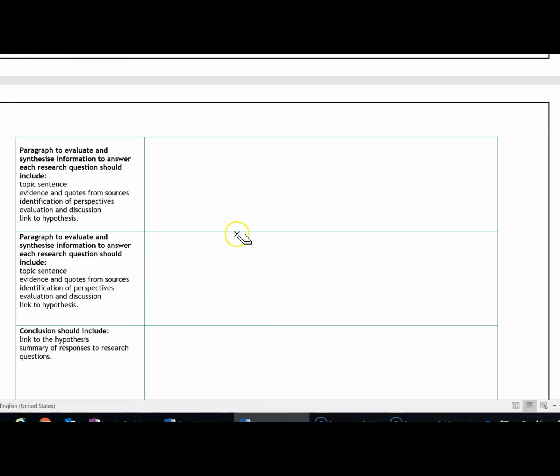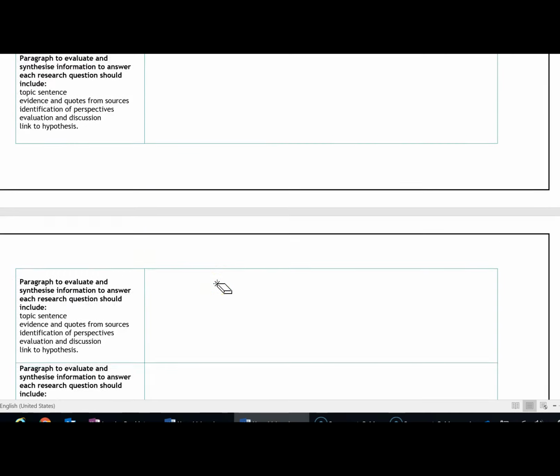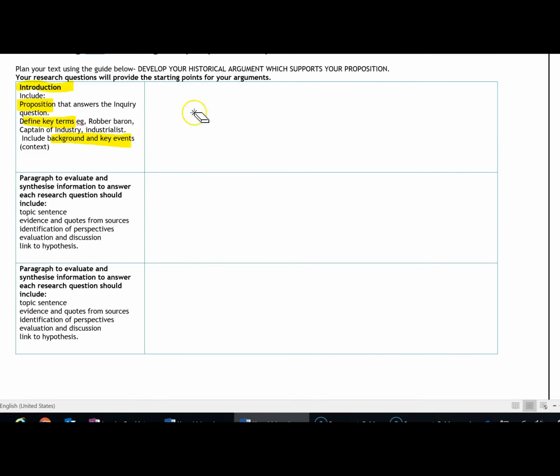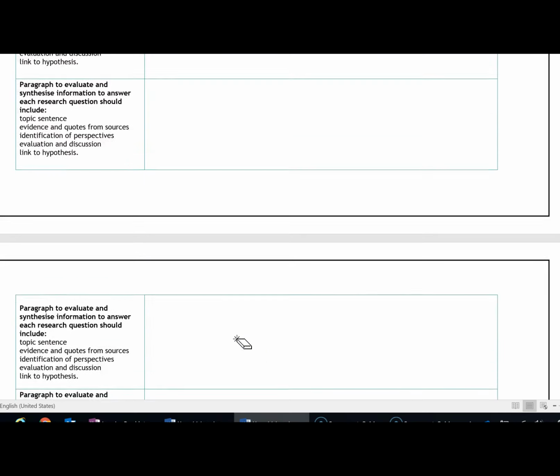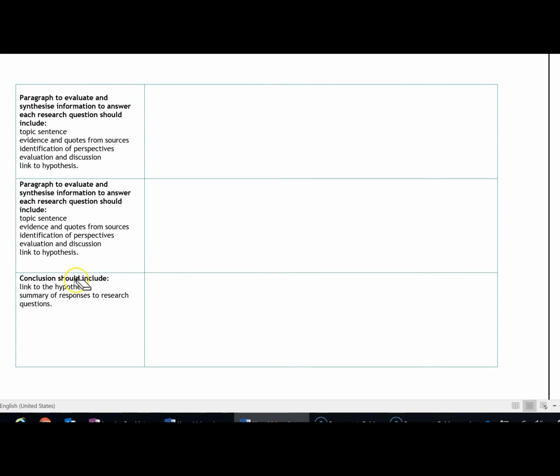You want to organise your research into the planner. Don't forget, we still need to answer the actual question and weave your information into that answer. At the end, your conclusion basically restates that position, whether you're looking at robber barons or captains of industry, and then you might have just a little bit of a summary of your main points.